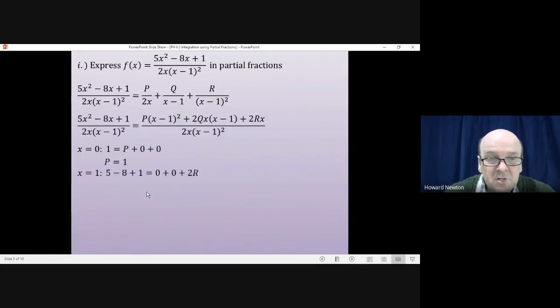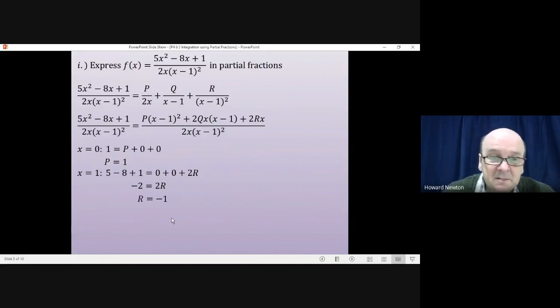We then substitute in x = 1, because it'll make both of these two brackets equal to 0. So putting x = 1 into the left-hand side gives us 5 − 8 + 1 for the numerator. And into the right-hand side, it gives us 0 + 0, because both of these brackets will equal 0, plus 2 times r. That means that 2r is equal to −2, and r = −1.